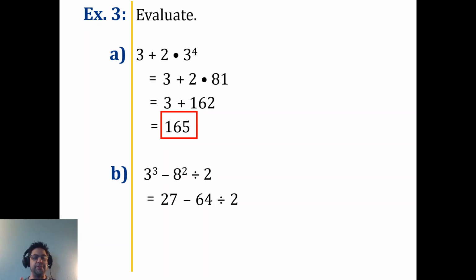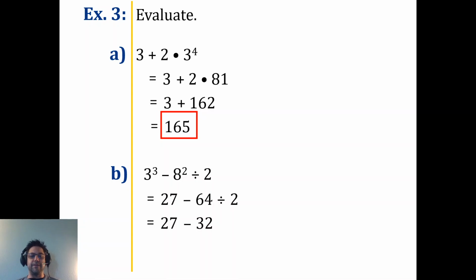Now, most people would just go left to right, but remember, it is order of operations, left to right. So we're not going to subtract before we divide. So I'm going to go ahead and do my 64 divided by 2 first to give me my 32. Then I will finally subtract. 27 subtract 32, practicing our skills from the beginning of the year.